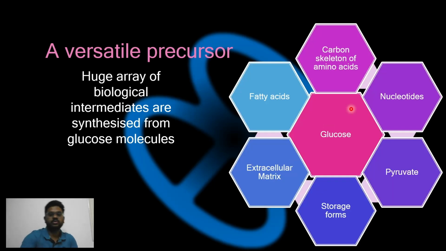Like you can see here, glucose forms the carbon skeleton of amino acids. It forms several parts of the nucleotides. It forms pyruvate. It forms storage forms like glycogen. It forms the extracellular matrix, which is very important. And it also forms fatty acids. So it is a versatile precursor. Glycolysis is not just an energy yielding process, but it also produces so many products which are precursors of many other important pathways. There are so many pathways emerging from these.